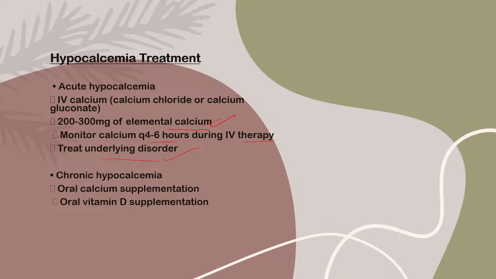In case of chronic hypocalcemia, we will be treating it with oral supplements like oral calcium supplement and oral vitamin D supplements. Alright. So acute hypocalcemia would be treated with IV supplements and chronic would be treated with oral calcium supplementation and oral vitamin D supplementation. So I hope this treatment and this topic is clear, that is hypocalcemia.